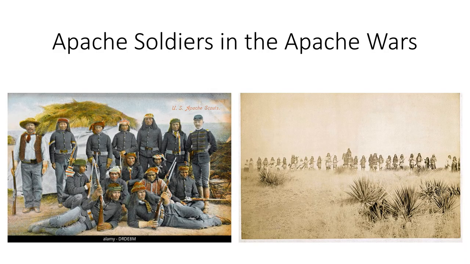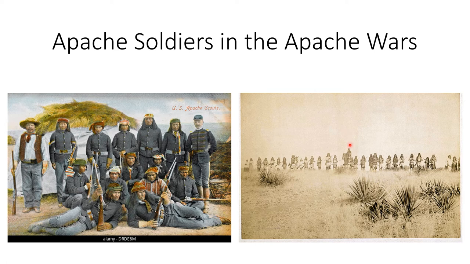And here is an example of the United States exploiting divisions within Native American society. These are Apache scouts who fought on the U.S. side during the Apache Wars. Not all Apaches were fighting against the United States. Some, led by Geronimo here, fought against the U.S. as well as against Mexico.